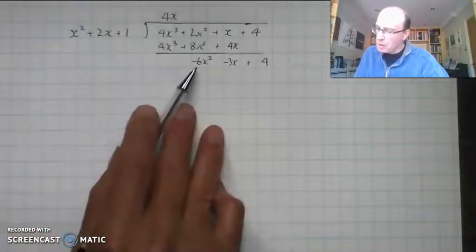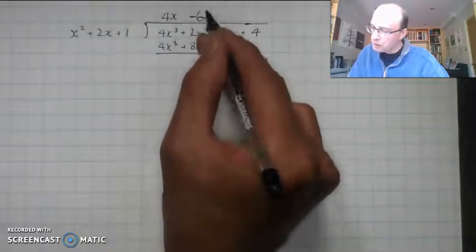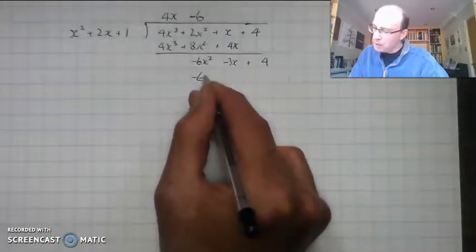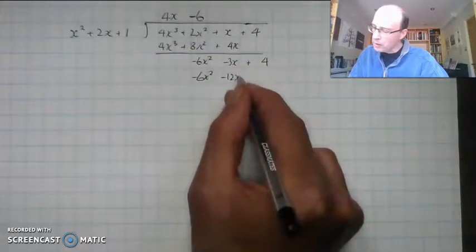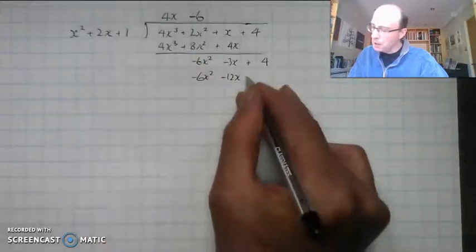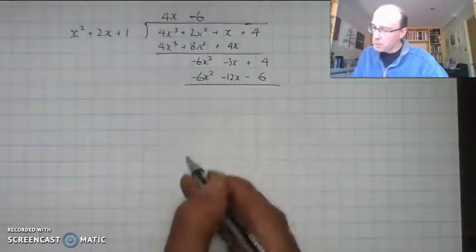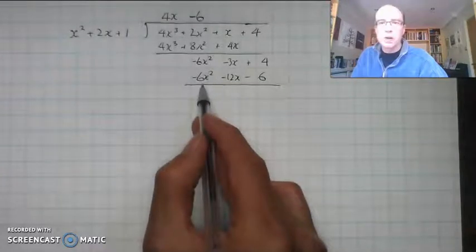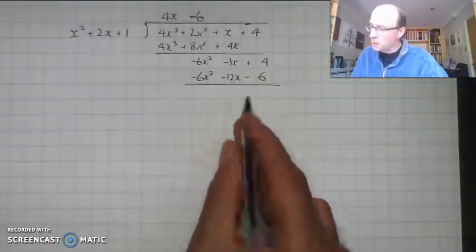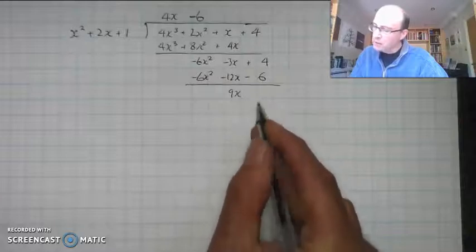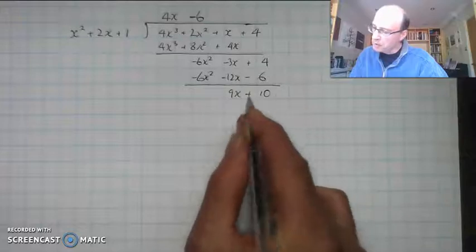How many x squareds go into minus 6x squared? Well, that's going to be minus 6. So I've got minus 6x squared. Minus 6 times 2x gives me minus 12x. And minus 6 times plus 1 is going to give me negative 6. Doing my subtraction, what am I left with? My x squared terms cancel. Minus 3x take away negative 12x is going to give me 9x. 4 take away negative 6 is going to give me plus 10.